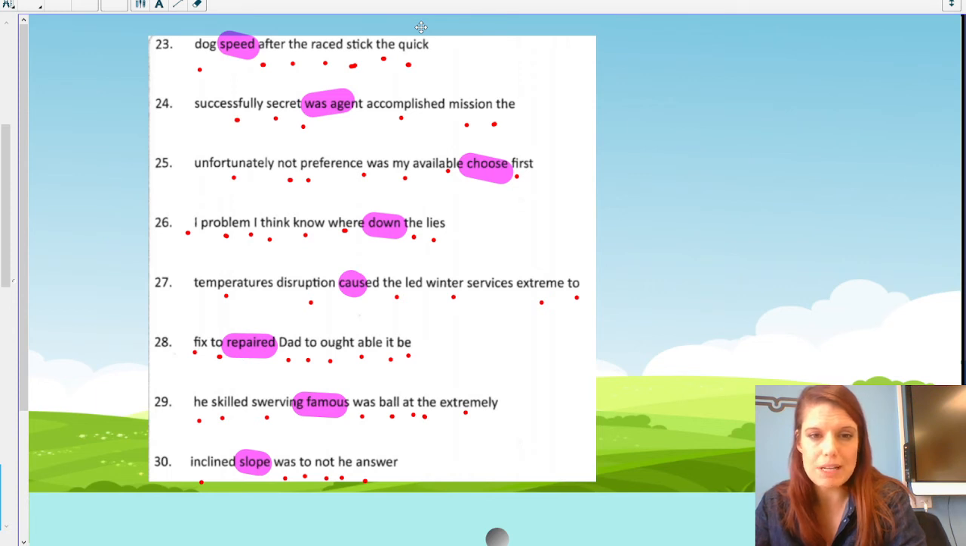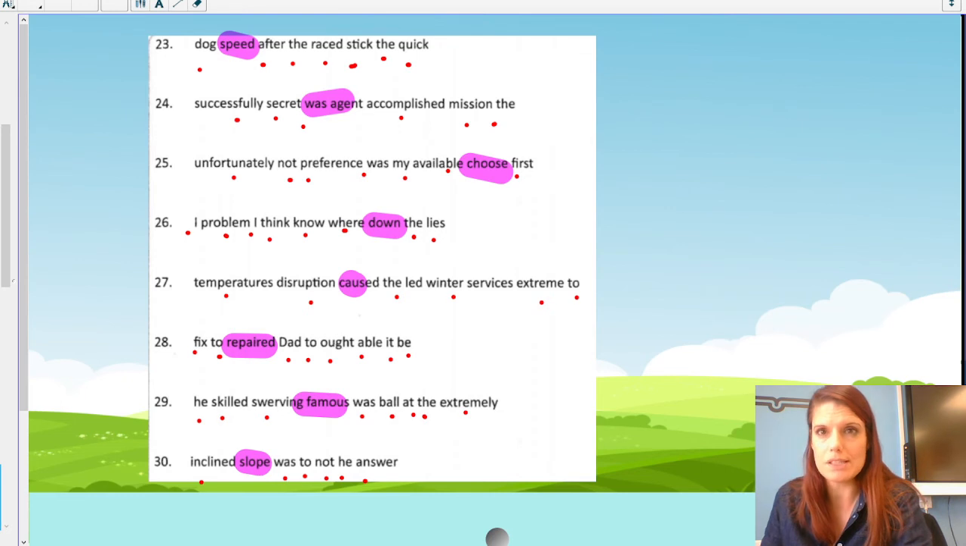He was extremely skilled at swerving the ball. And he was inclined not to answer.